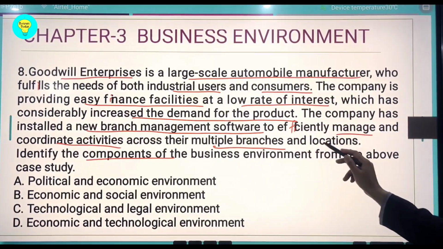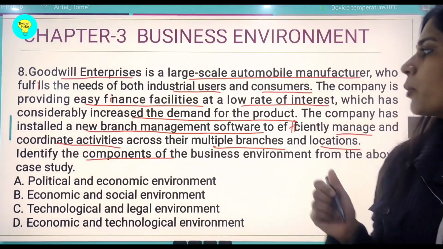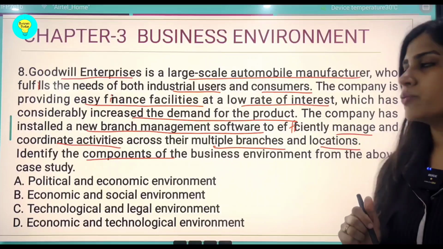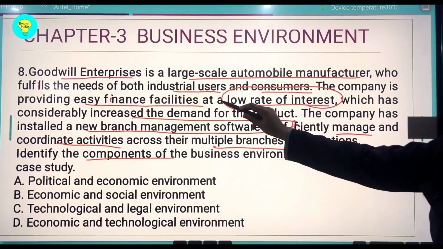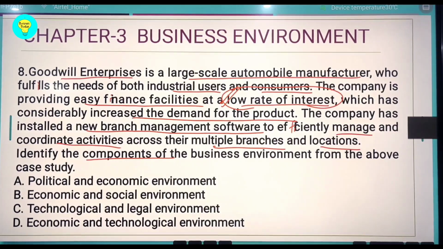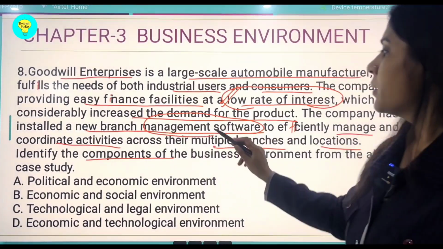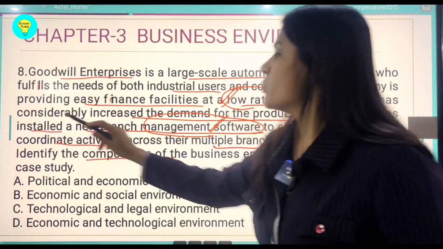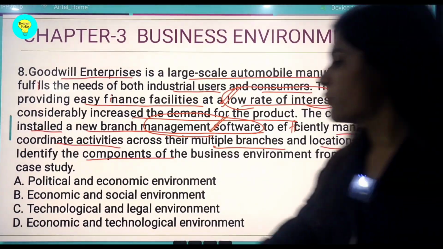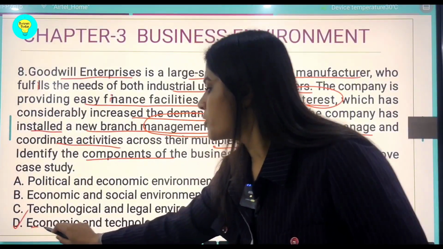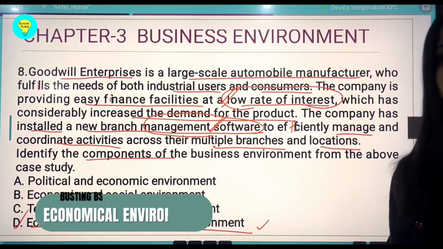multiple branches and locations. So you see the two important points that have been talked about in this case study, students, are the low rate of interest, financing at a low rate of interest, and secondly, the installation of management software that points towards the technical component and economical component of the business environment. Therefore, the option D with economic and technological environment should be the correct answer for this question.